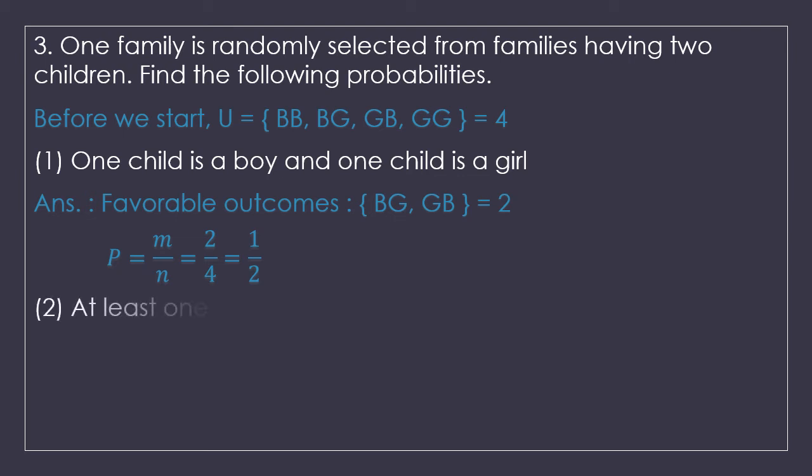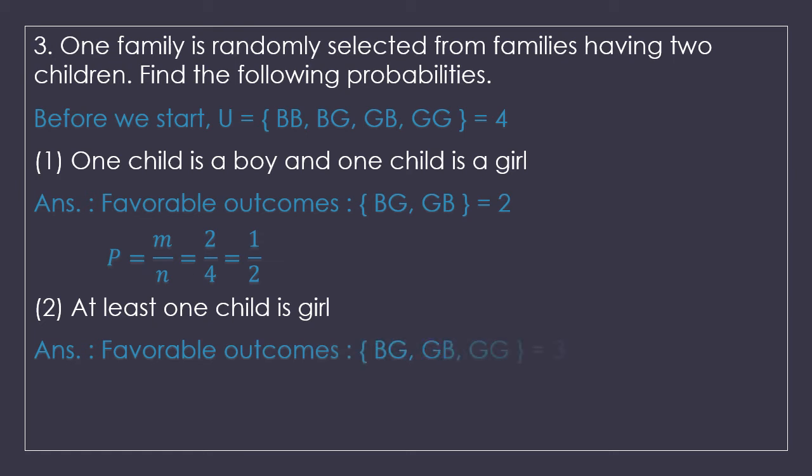Moving on to the second sub question, at least one child is girl. At least means minimum one is girl, more girls are allowed. So the favorable outcomes here will be one girl is BG, GB and both girls are GG. So the total favorable outcomes are 3. Your probability will be 3 upon 4. No simplification possible, of course.